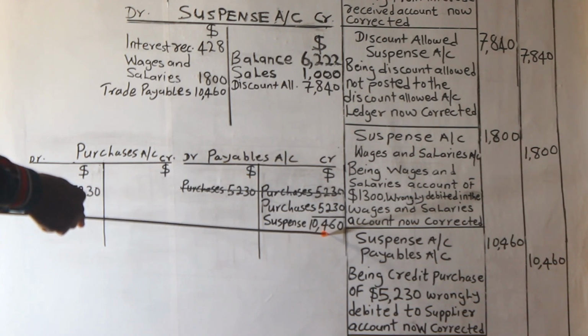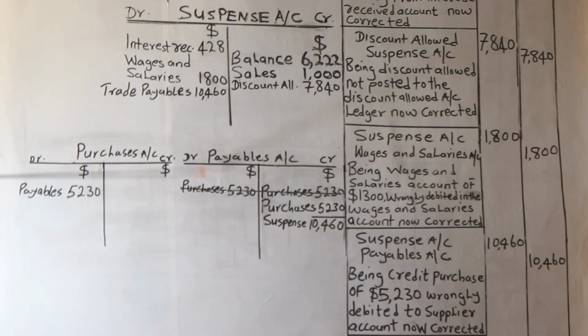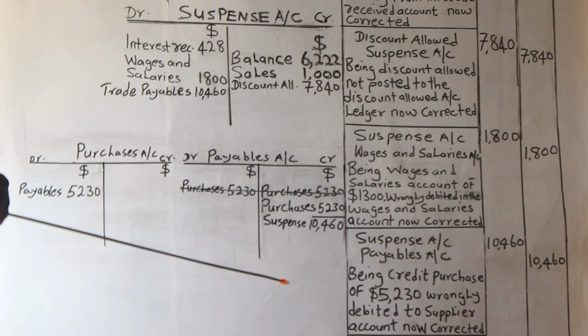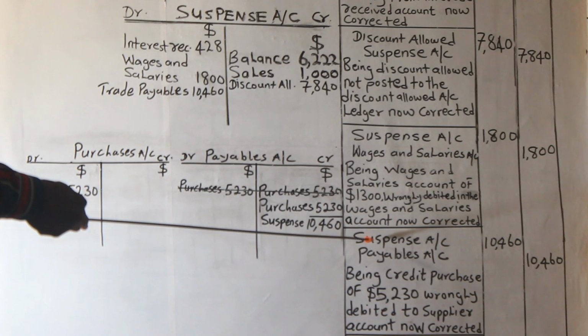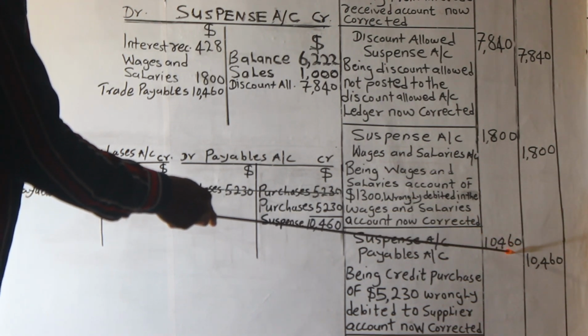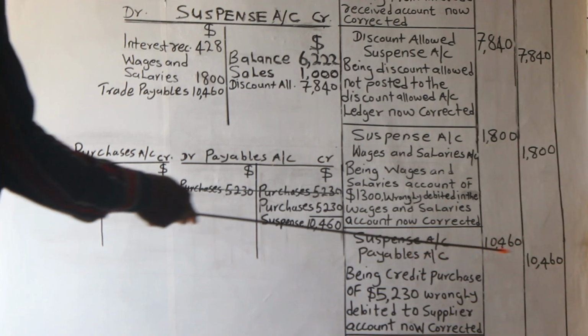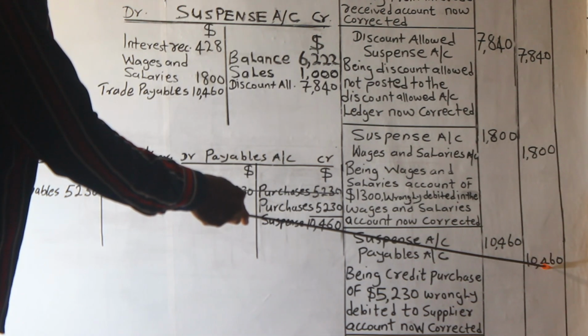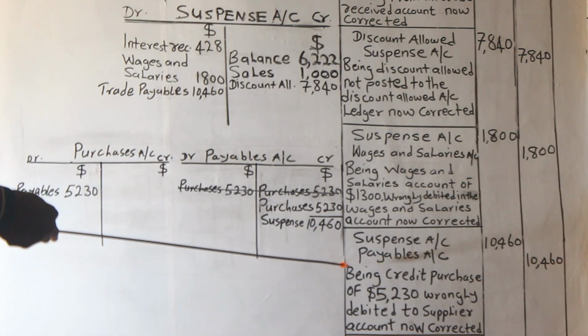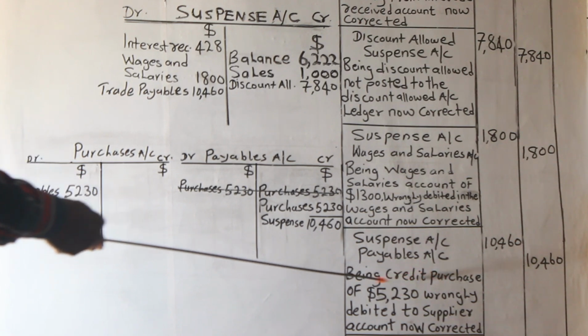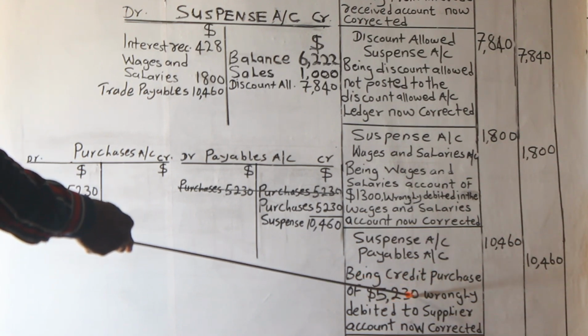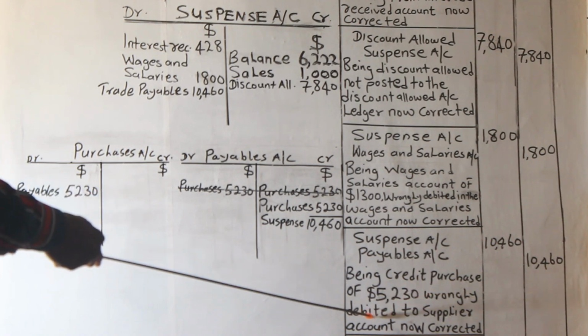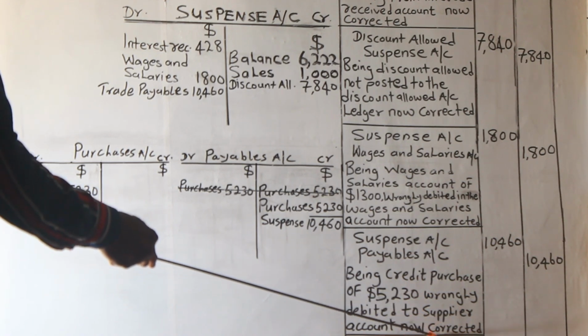So in our journal entry, the Suspense account will be debited with $10,460, while the trade payables account will be credited with $10,460. Remember that these two accounts are not needed. We have used these two accounts as workings since we are still in our foundation stage. Now let us go to the journal. We have the Suspense account debited with $10,460, while the trade payables account is credited with $10,460. This was what we actually did in correcting this error. Now our narration is being credit purchases of $5,230 wrongly debited to supplier's account, now corrected.